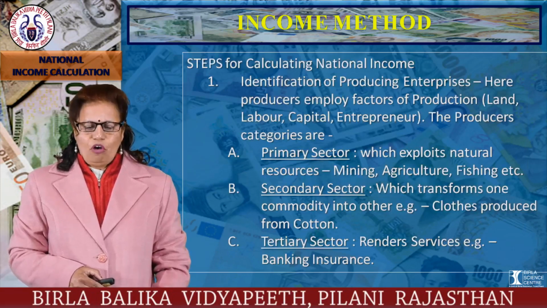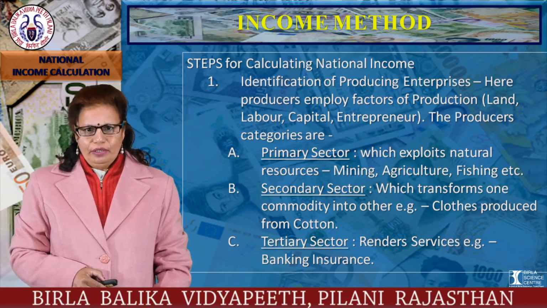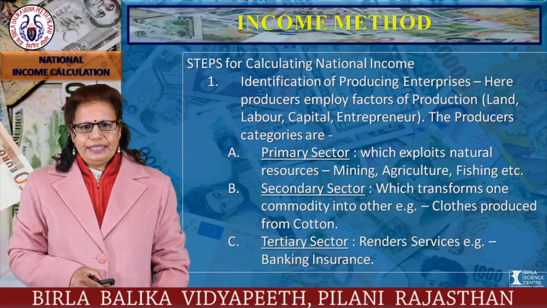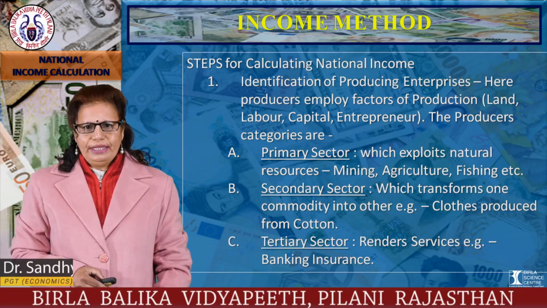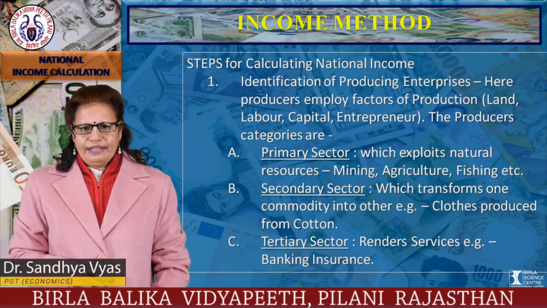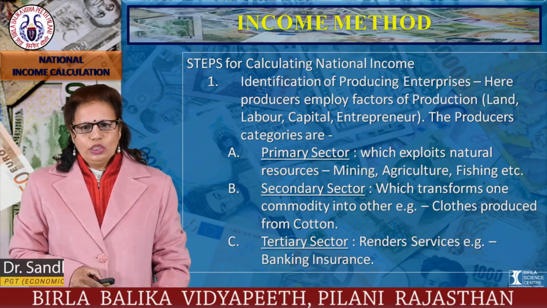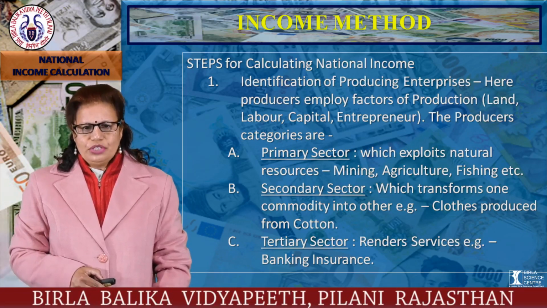What are the steps of calculating national income? First of all, we have to identify producing enterprises. Here, producers employ factors of production: land, labor, capital, entrepreneur. The producer categories are primary sector, which exploits natural resources, mining, agriculture, fishing, etc. Secondary sector, which transforms one commodity into the other, that is clothes produced from cotton. Tertiary sector renders services, example banking, insurance, etc.